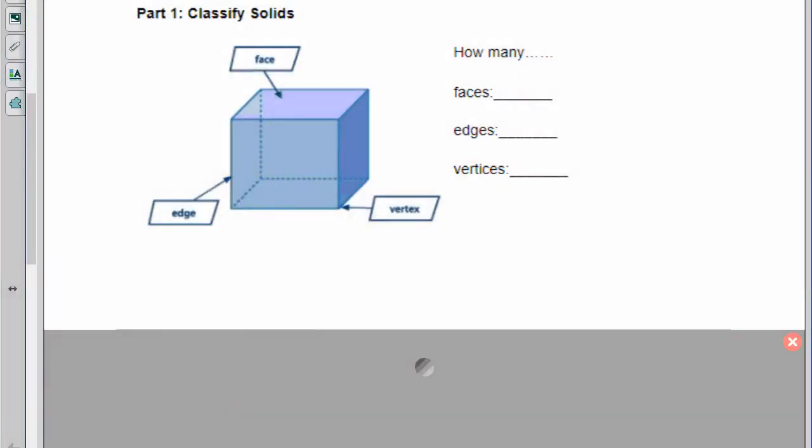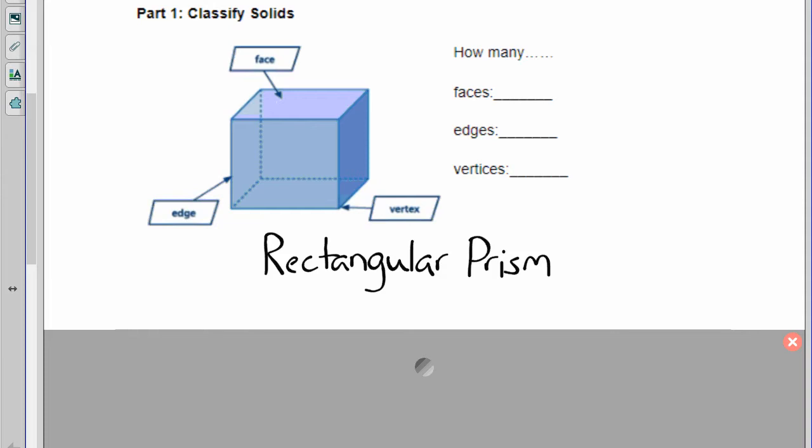This is, you guessed it, got rectangular lateral faces. Lateral means side. It has two bases that are rectangles. That's the top and the bottom. So this is a rectangular prism. A rectangular prism. And how many faces does it have? Well, it has a top and a bottom. It has two sides.